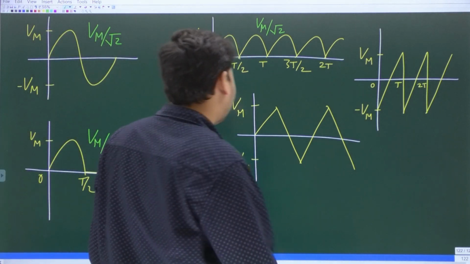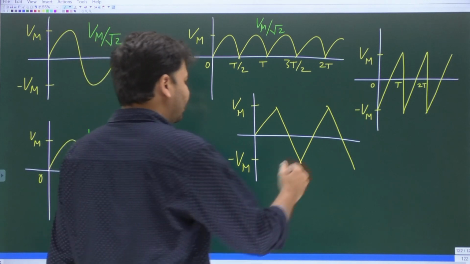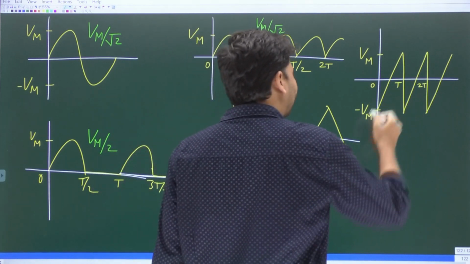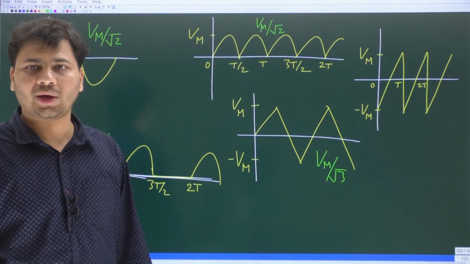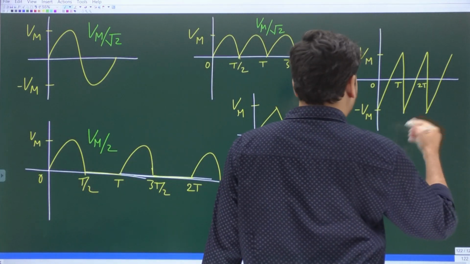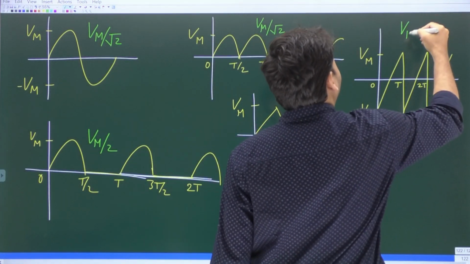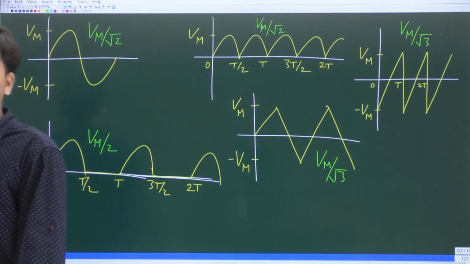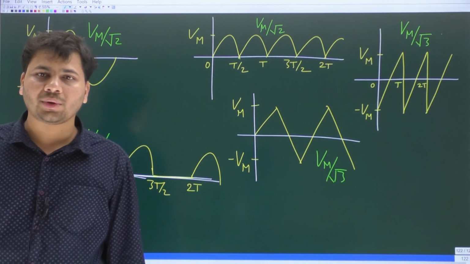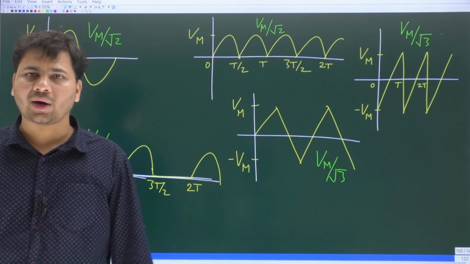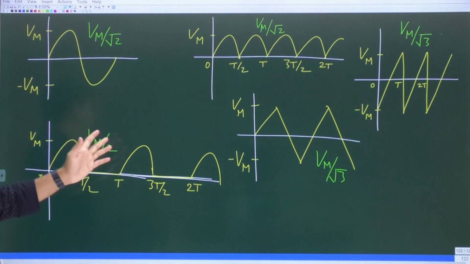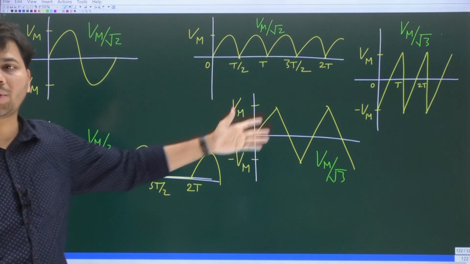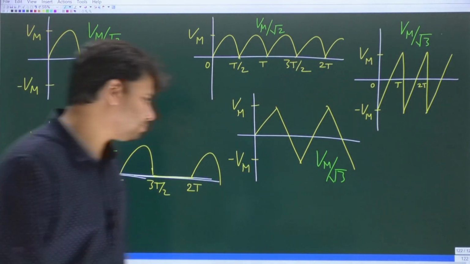This one is a triangular waveform, which varies between Vm and minus Vm. Its RMS value is Vm by root 3. This is a sawtooth waveform, which also varies between minus Vm and plus Vm. Its RMS value, not average, sorry, is also going to be Vm by root 3. So these are the RMS values of some of the commonly encountered periodic waveforms: pure sine wave, half wave rectified version of pure sine wave, full wave rectified version of pure sine wave, triangular waveform, and the sawtooth waveform.